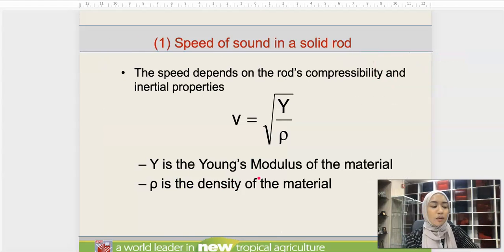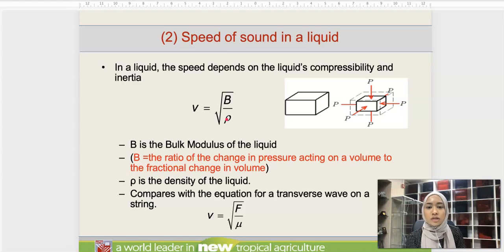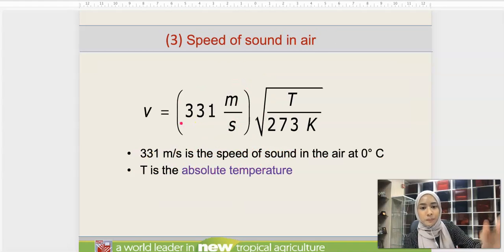Next, the speed of sound in a solid rod. In solids in general, this is the equation for speed of sound in solids. You have the Young's modulus and the density of the material. I'm not sure if this is in your book, but just remember this equation: V equals the square root of Y over density. And then we have another equation for the speed of sound in a liquid. That's V equals the square root of the bulk modulus over the density. So that is your equation.